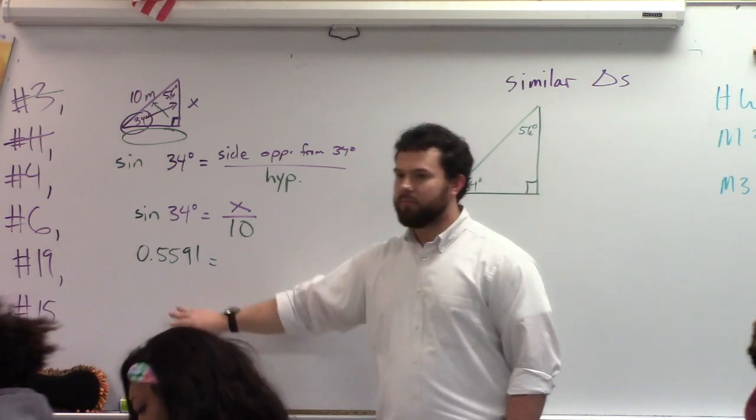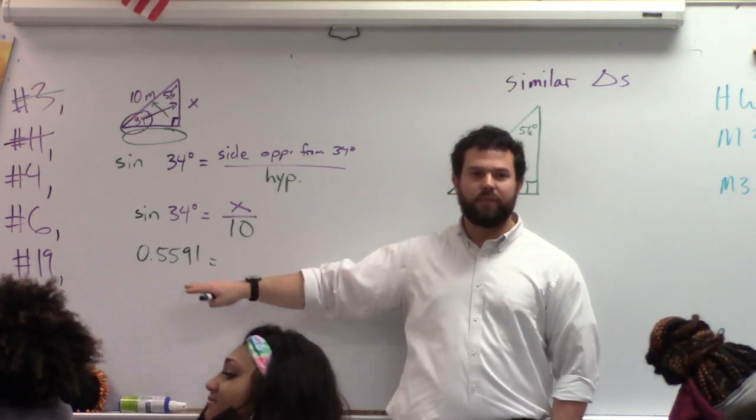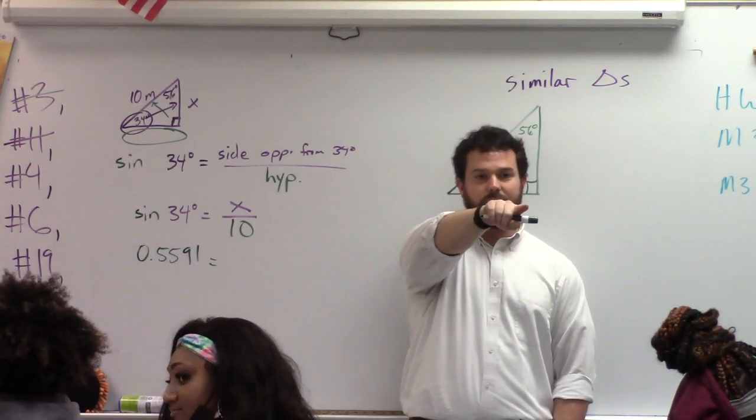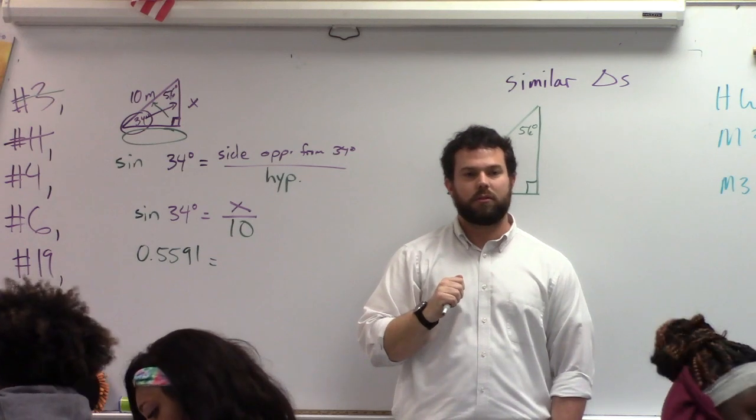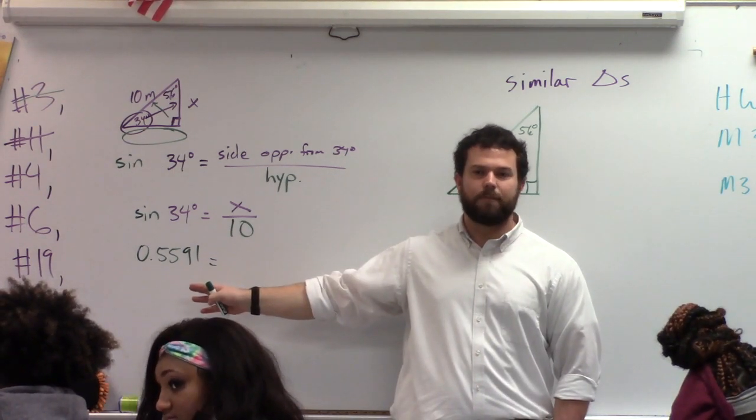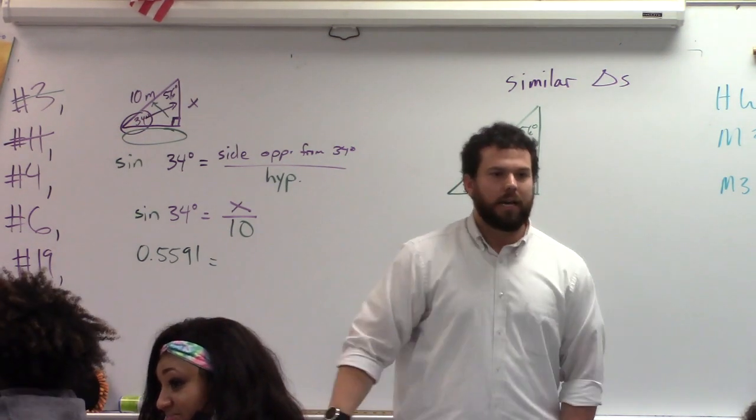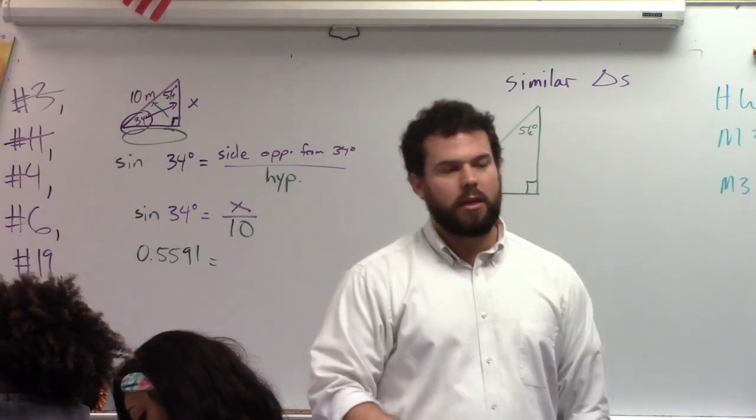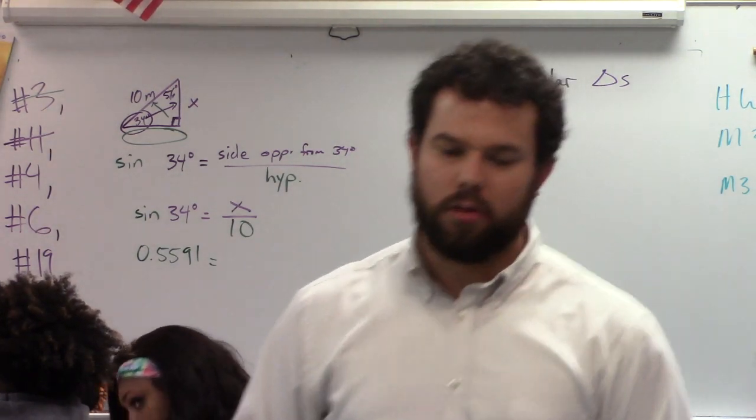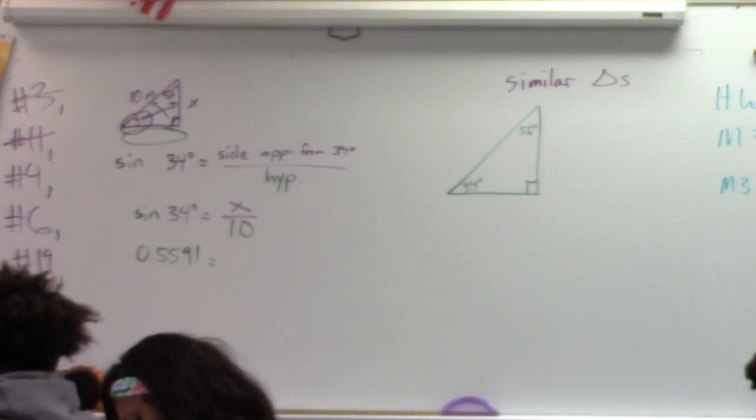So, sine of 34 degrees, we get 0.5591. Now, did you get something different, Kyson? Did anybody else get something different than 0.5591? Kyson, look at the top right-hand corner. Does it say degree or radian? Radian. It says RAD at the top right? Yeah. So that's the issue.